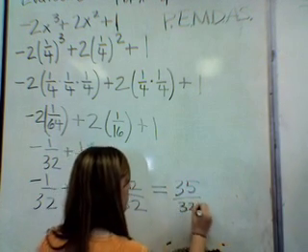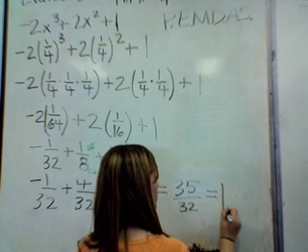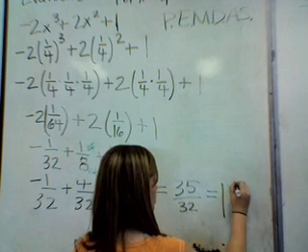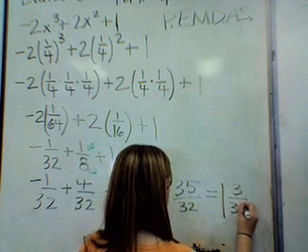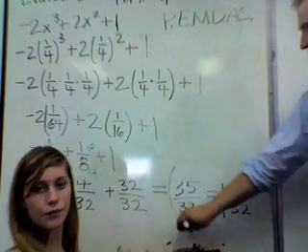And we're done. Did they check the homework? Yeah, we're going to check the homework. Do you have to break it down like that? You don't have to. 35 over 32 is fine. Either one of those is fine.